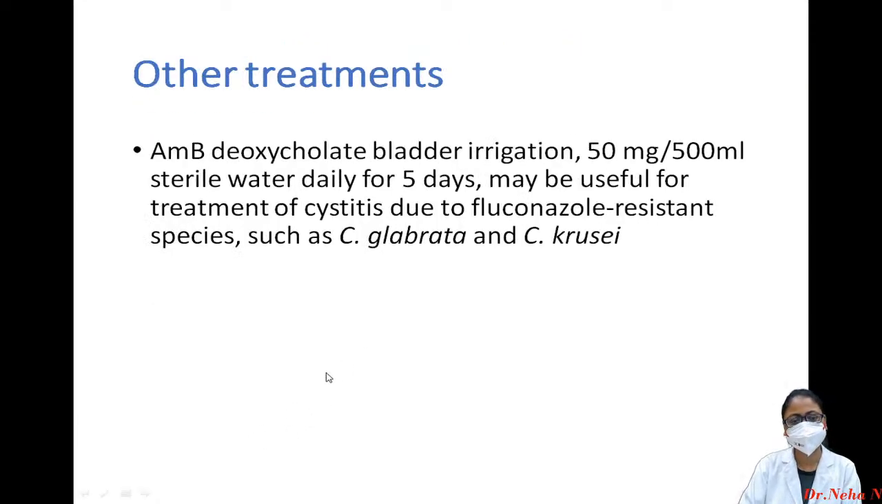Now, some other treatment modalities include amphotericin B deoxycholate bladder irrigation, which is done at a dose of 50 milligram of drug mixed with 500 ml of sterile water, and the irrigation is done daily for 5 days. It may be useful in cases of cystitis due to fluconazole resistant species such as C. glabrata and C. krusei.